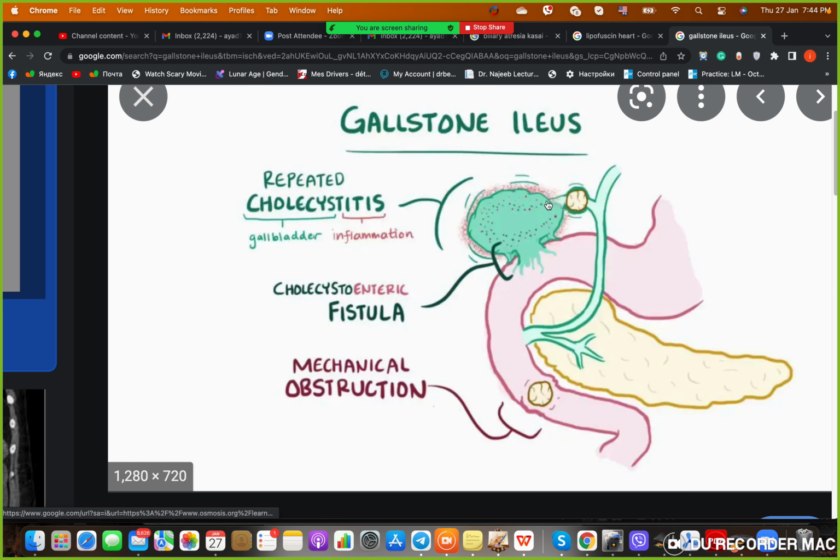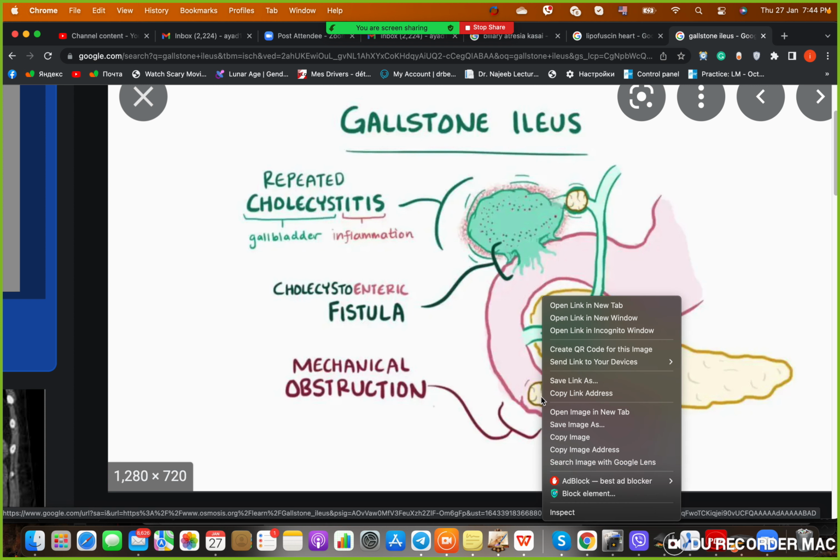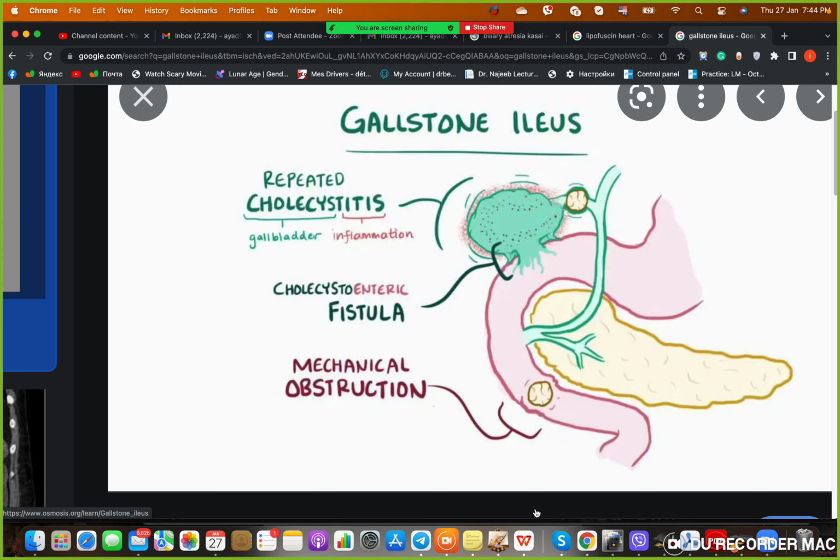So take a look. This is the gallbladder. If it is constantly inflamed for a really long period of time, there is going to be an adhesion here. This adhesion is going to create a fistula between the gallbladder and the duodenum. Why does the fistula occur? Because of chronic inflammation, which leads to a hole between these two hollow organs. And if there is a stone here, it can pass and fall here. Where do you think it will get stuck? What is the narrowest portion of your small intestine?